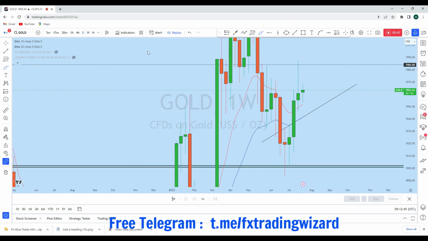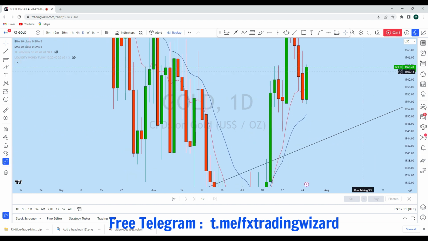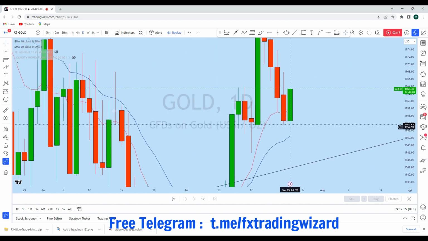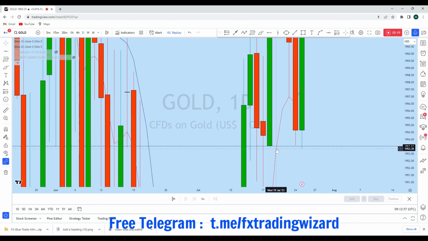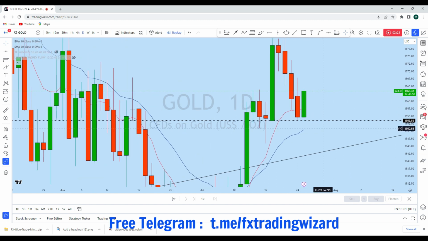So let's look at the daily, how the price is doing. From the daily, we saw that gold yesterday came down to this daily support, which is quite significant. This is the daily support level. After gathering liquidity from this daily support, gold had a bounce. This is the daily bounce from this support level.